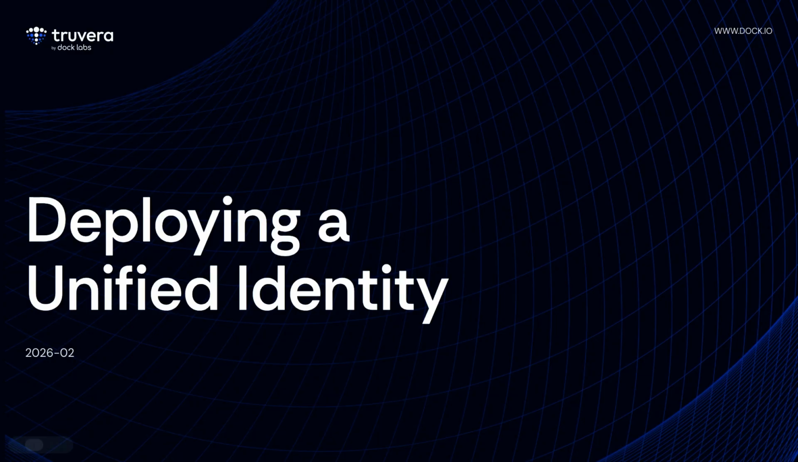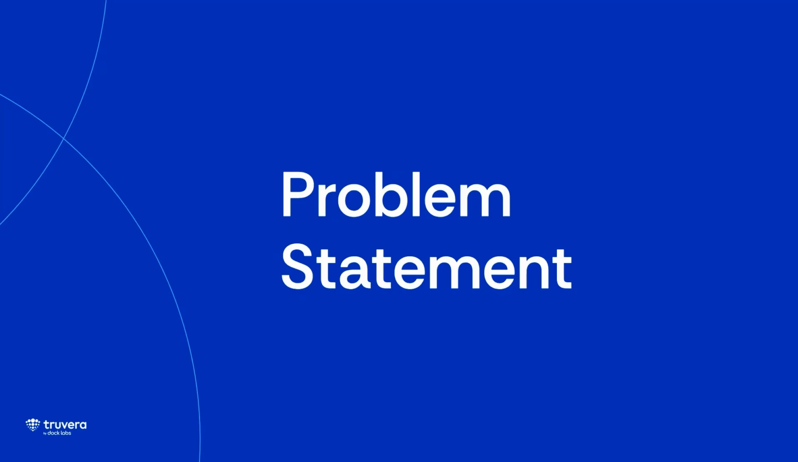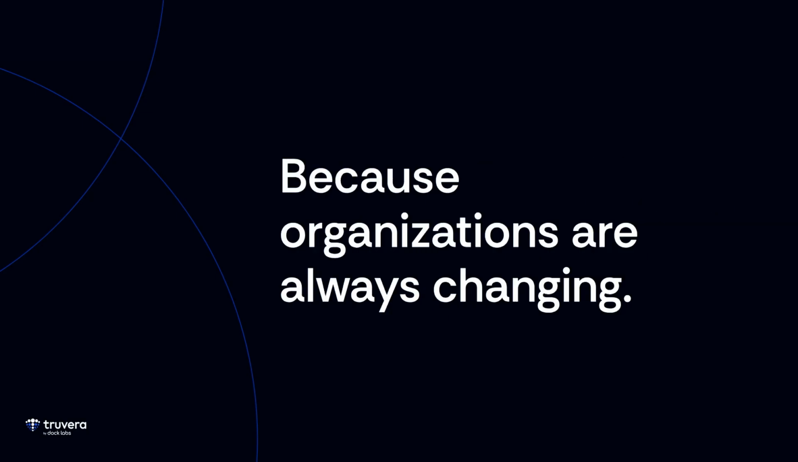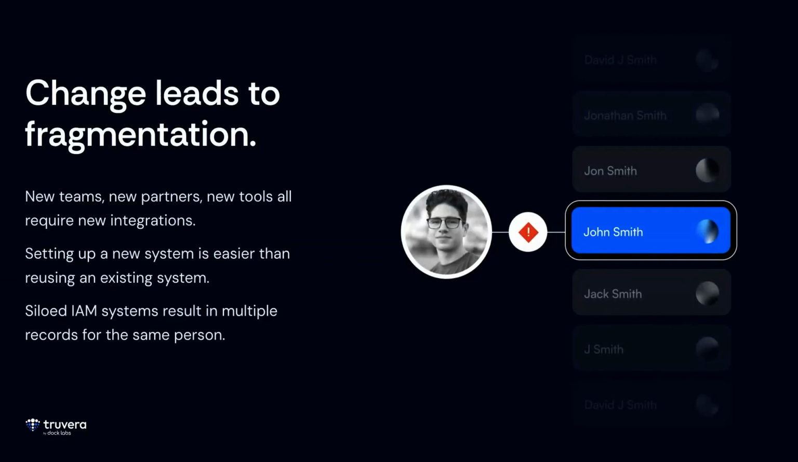Thank you, Agne. We don't have much time, so I'll just dive right in. Your boss comes to you and says, I need you to integrate a new application. And as a senior identity architect, you ask the same question we've all been tempted to ask at some point or another: why don't our identity systems meet today's challenges? You built something, you spent years on it, it works, and yet you still have to change it. It's because the organization is always changing, and the challenges that you lovingly architected your system to address aren't today's challenges, and they're definitely not tomorrow's challenges.